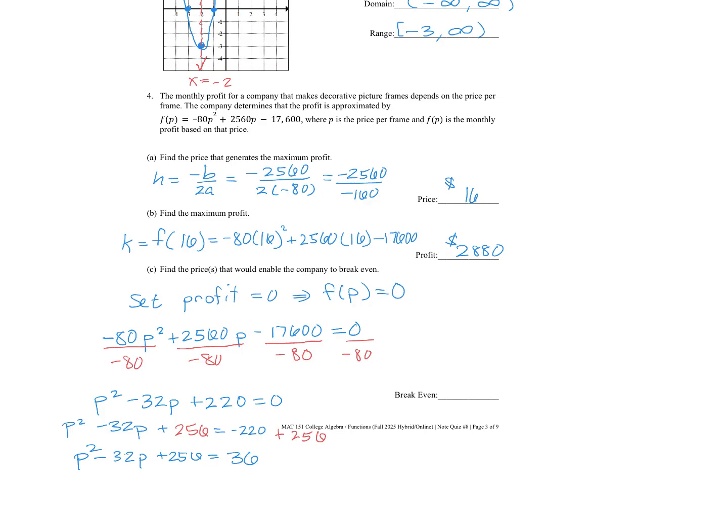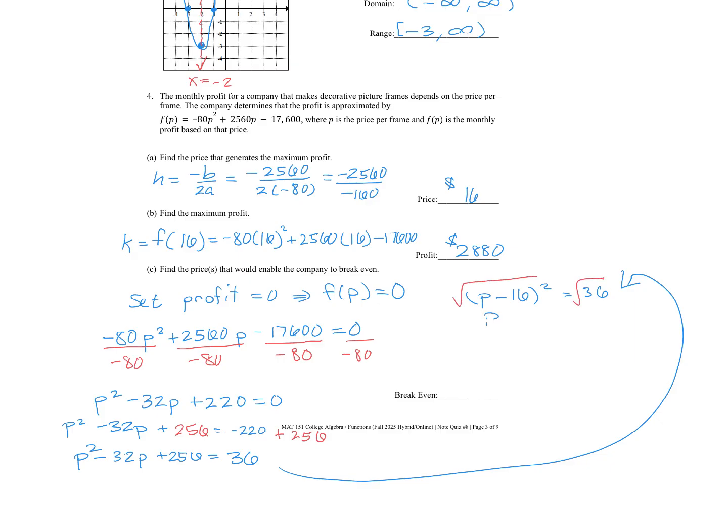We're out of space here, so let's wrap around and continue over here, even though it's kind of messy. Factoring the left side, that's going to be P minus 16 squared equals 36. We can now take the square root of both sides.